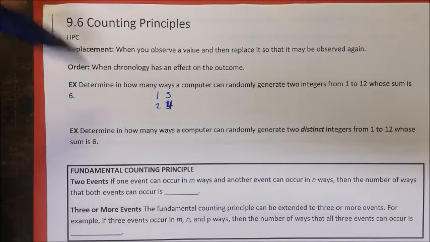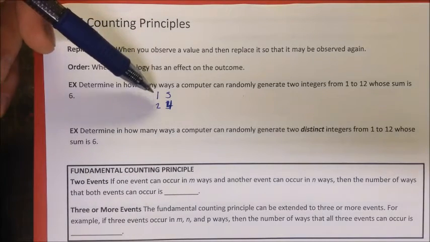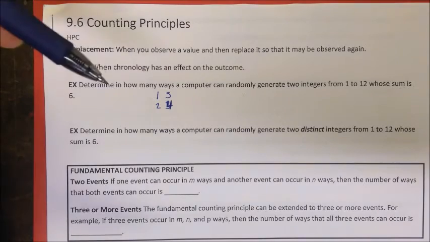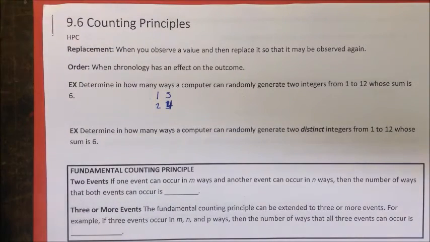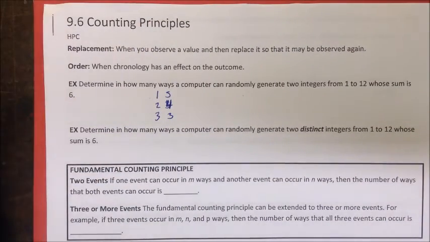So to begin with, our first example problem says, determine how many ways a computer could randomly generate two integers from 1 to 12 whose sum is 6. What I like to do sometimes is make a list, and I've actually started on the list for you right here. 1 and 5, those add up to 6, so that would be a good combination. Similarly, 2 and then 4. 3 and another 3, that one is a repeat, but that's okay. It didn't say that we couldn't do it, so we get to repeat if we want to.